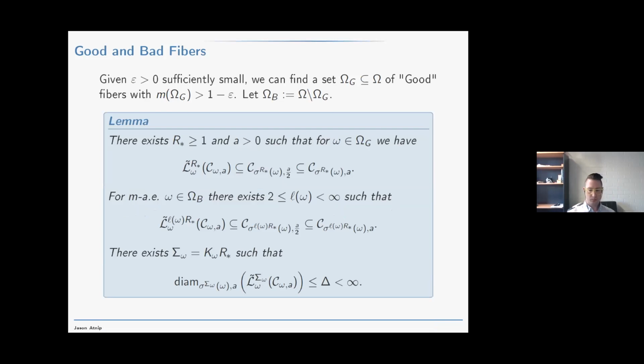Now, we want to look for this exponential contraction, but when you start working on this, it becomes very obvious that this will not work for every fiber. So what we have to do is restrict to some large measure set of good fibers. We can do this for every epsilon: we can find a set of measure greater than 1 minus epsilon of fibers, which we're going to call good. And by good, we mean that if we push forward our C omega A cone by some explicit positive finite number R star, we're going to get contraction by a factor of 1/2.